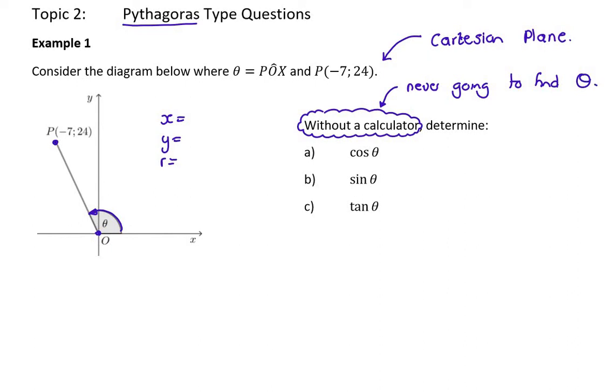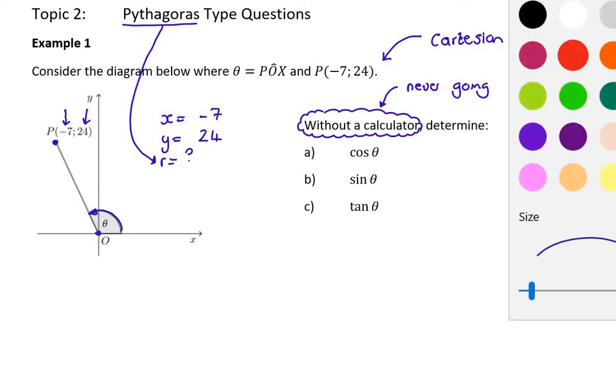So if I know x, y, and r, I can figure out cos, sine, and tan just by using my definitions. Now, what have they given me so far? Well, they've given me the x value. I know that x is negative 7. They've given me the y value, which is 24, and I don't know the r value. And this is exactly why they're called Pythagoras type questions. Because the only thing that connects x, y, and r is Pythagoras' theorem.